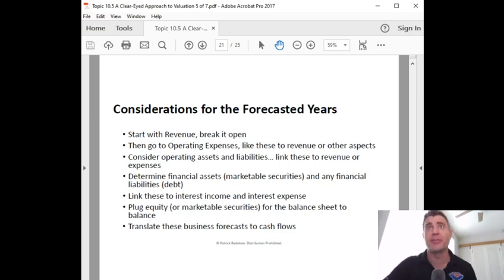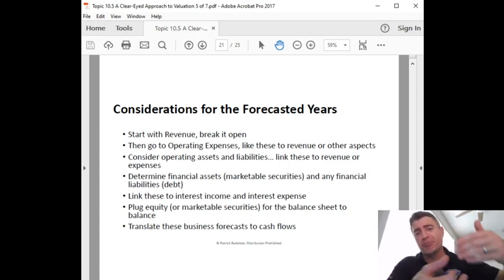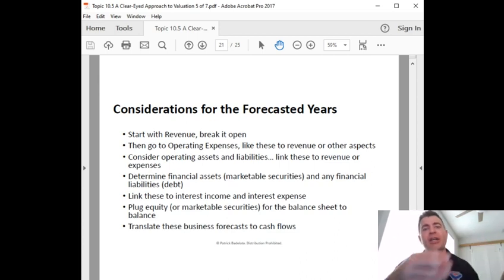All right, consider operating assets and liabilities. As I mentioned before, with my inventory turnover example, but do the same with accounts receivable, accounts payable, wages payable, whatever you see, link them to revenue. There's likely a relationship there. Determine financial assets, marketable securities, and financial liabilities. Just be aware of that. Some companies do have a large amount of financial assets. If they don't, I wouldn't expect that to be a part of their business, but it might. But just be aware that not all of the assets on the balance sheet are operating assets.